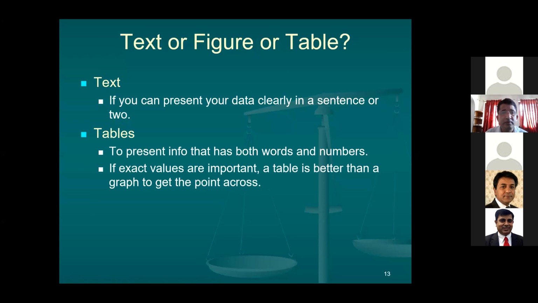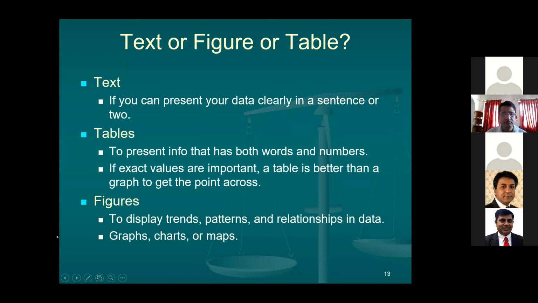When do we use a table? When we want to present information that has both words and numbers. If there are words and numbers in that data, it's better to use a table. Another thing is, if we want to give the audience an exact value, then a table is better than a graph to get the point across. A graph just shows the pattern or trend, but a table gives you the exact value. So this is where you have to use a table.